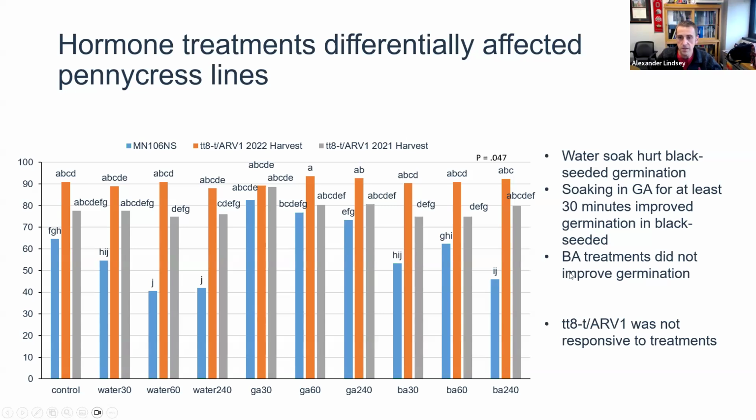When we soaked seeds in BA solution, which would be the last bars here, we really didn't see any improvements in germination. On the whole, TT8 or the golden seeded lines, regardless of harvest year, really were not responsive to our treatments. And this is very similar to the work that we've already reported on and further emphasizes that it's unlikely that seed treatments will improve overall germination in those lines.